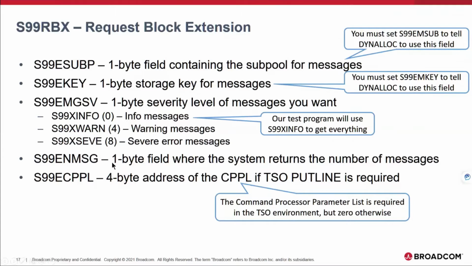This field will tell us how many messages were generated. It's a 1-byte field. And we'll use that to control how much storage we get later on. We'll talk about that. If you're running under TSO, then you would put the address of the command processor parameter list here, but we're not going to be doing that, so this will be 0 in our case.